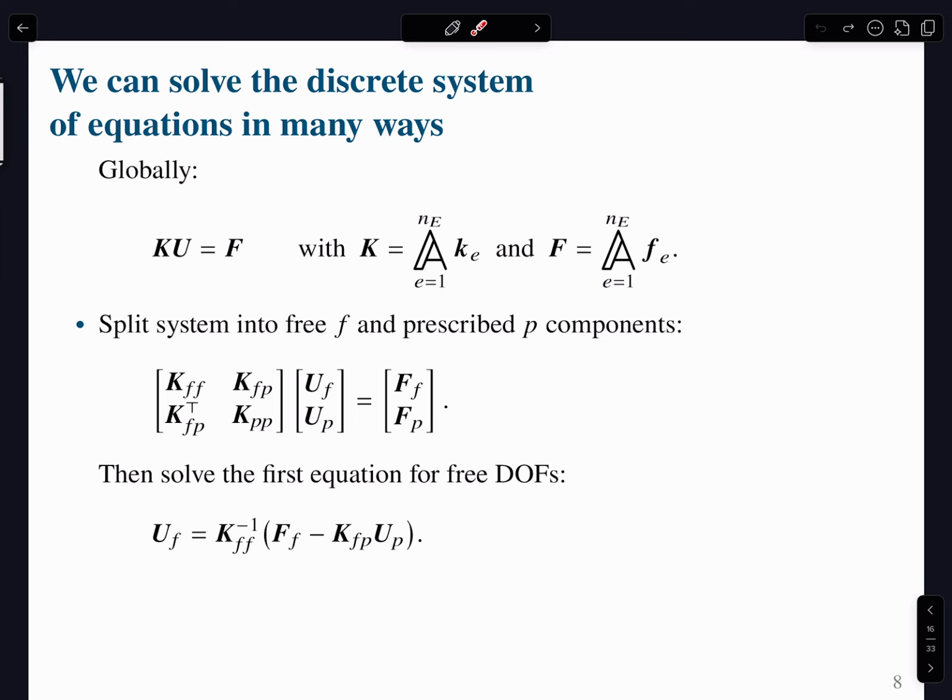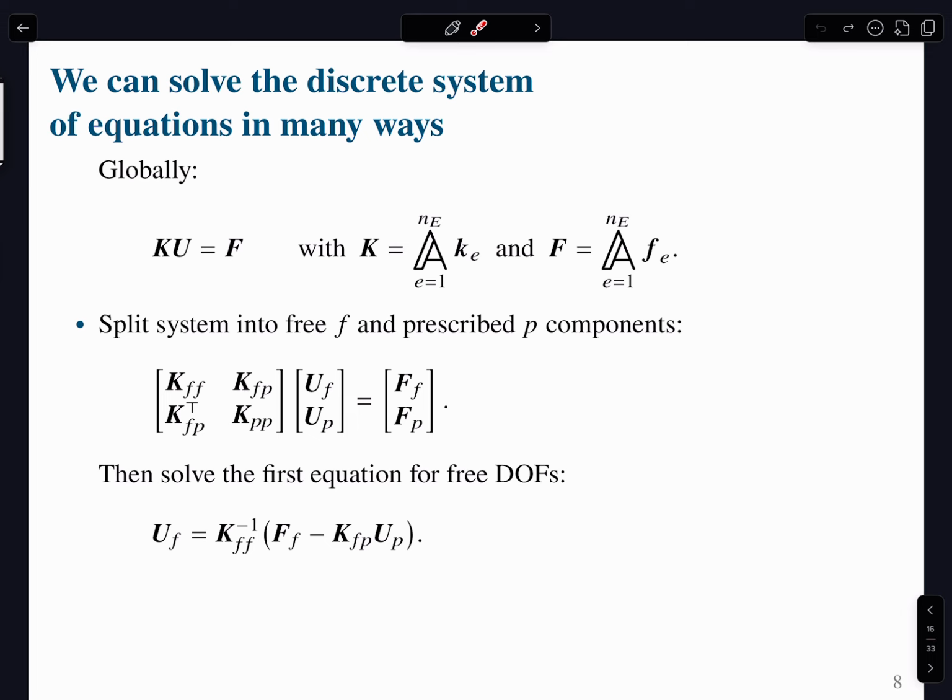What does KFP represent? Is that composed of free or prescribed components or both? Both. Those are the coupling terms. If you think about an element that has 1 degree of freedom that is prescribed and 1 degree of freedom that is free, the local stiffness matrix of that element is going to have both free and prescribed terms and the coupling terms.